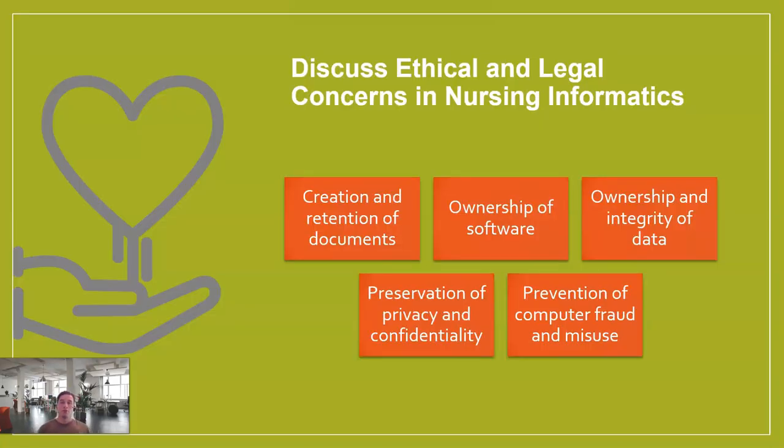Key areas of possible ethical conflict related to IT in healthcare include the creation and retention of documentation, ownership of software, ownership and integrity of data, preservation of privacy and confidentiality, and prevention of computer fraud and misuse. Patients' rights must be protected. It is important that nurses know about the applicable laws and regulations, policies, procedures, the ethical code of employers, and the ethical code of their professional organizations.